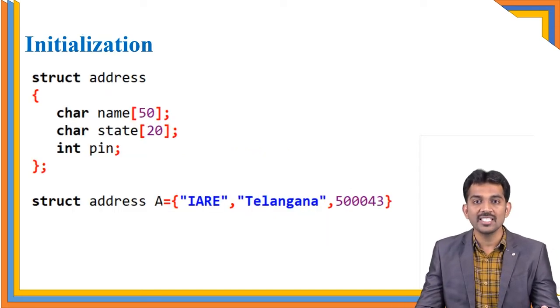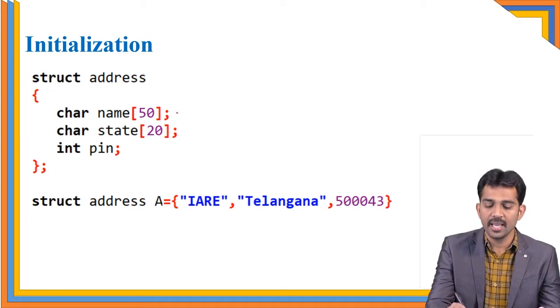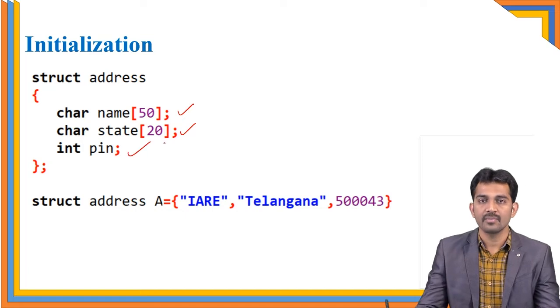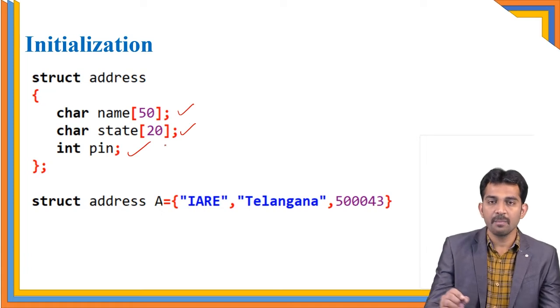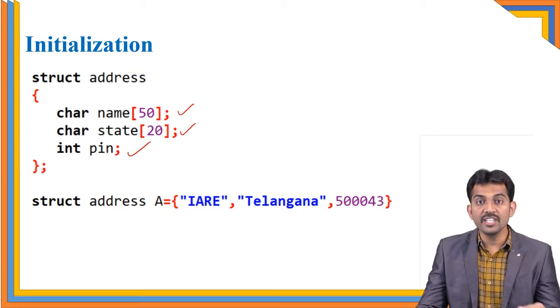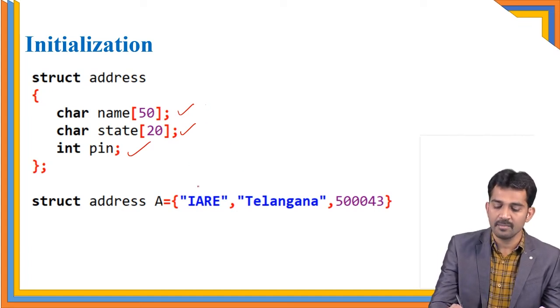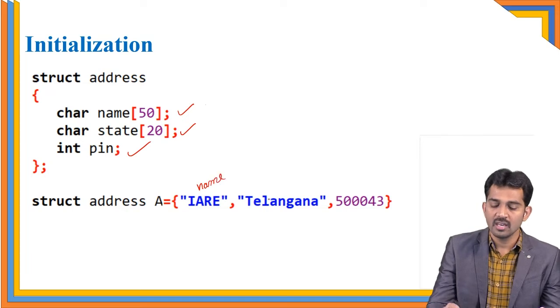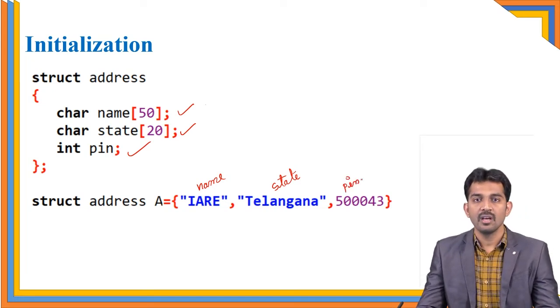Coming to the initialization. If you want to initialize the structure, observe carefully. For example, the address field contains three things. What are they? Name, state, and pin. Name comes under string, state also comes under string, and pin is an integer. If you want to initialize the data, observe clearly. Struct address of A, and you should give the order which you mentioned here. First one is the name, next one is the state, and next one is the pin. This is the order you need to take, right?